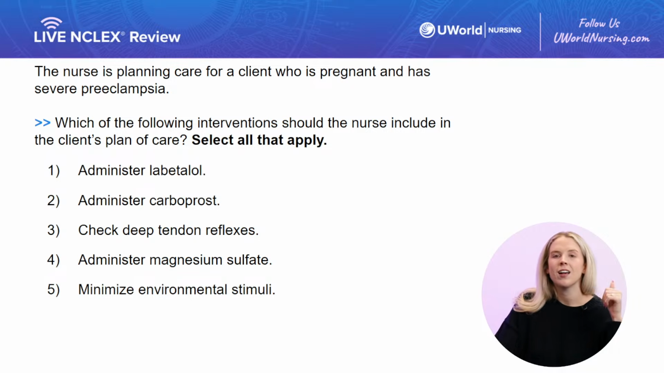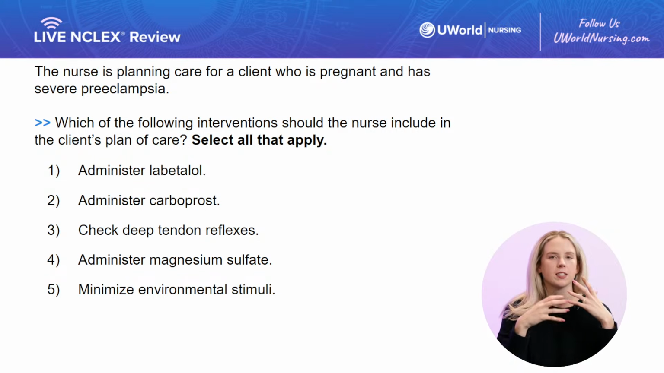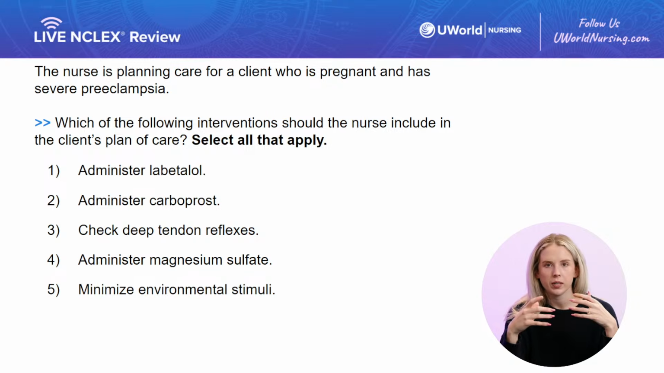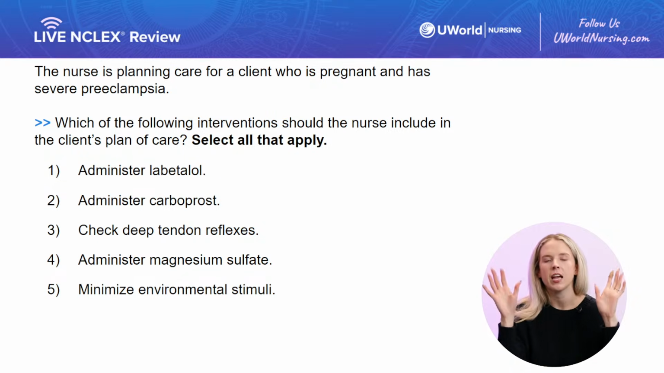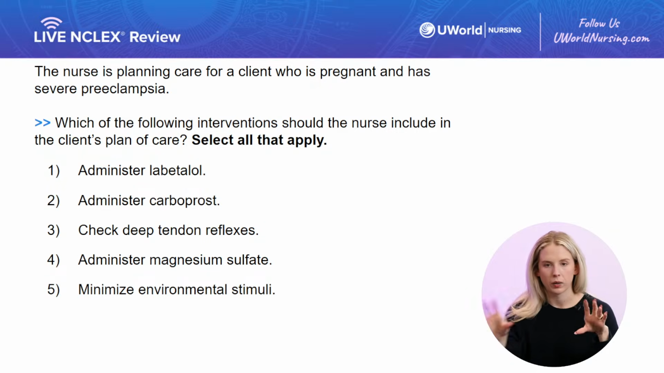So option 1, labetalol. This is a beta blocker. It is safe to use during pregnancy. It's used to decrease that blood pressure. It's an antihypertensive. We know in preeclampsia we have those increased blood pressures. This is going to help us pull it down, get it back down to a normal range.